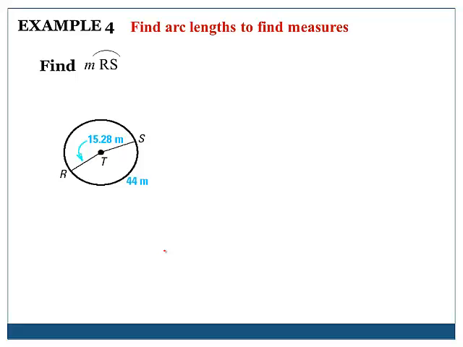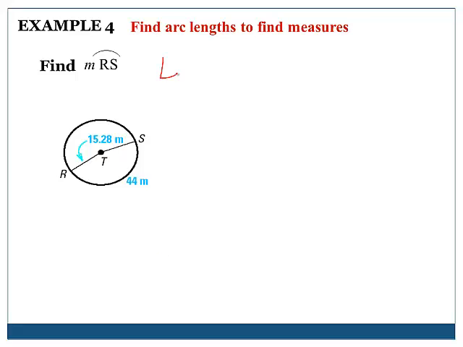Example 4. Find arc lengths to find measures. So we need to find the measure of our arc length, RS. And I will give you a second here for the video. I want you to pause it and try to set this equation up. Okay, you should have had time to pause the video and set up the equation. And I'm going to set it up in 2 different ways, and each way will be correct. The first way I'm going to set it up, and this is how my brain works, so you might be different, so pause on this and we will get to the second one.